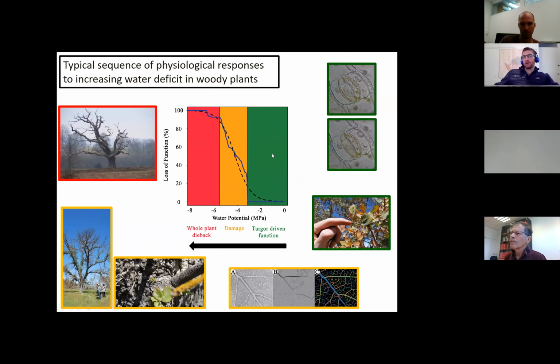Plant physiologists, because we think in terms of negative numbers, we think backwards. So we think from right to left. This is essentially the sequence of responses that we would expect, moving from a hydrated state to a dehydrated state. And what we can see is that there are turgor-driven processes of function within the plant. So plants open and close their stomata. This is recoverable.